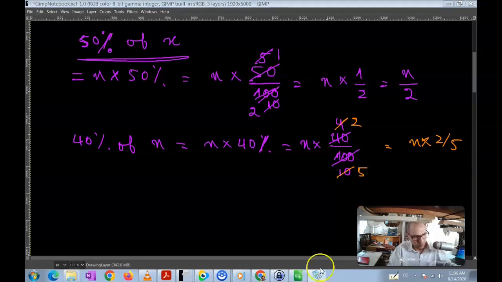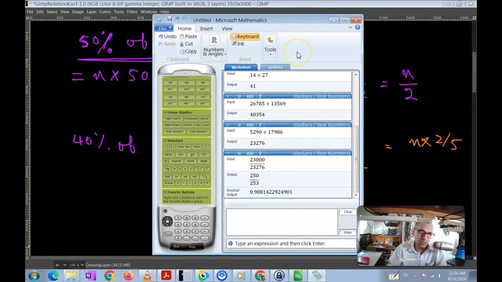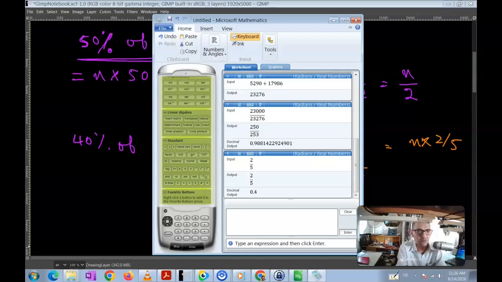And half of x, of course you know what that means. Half means you take the value of x, whatever that might be, and divide it by 2. Or 2/5 is the same thing as 0.4. So that's 4/10 of the value.